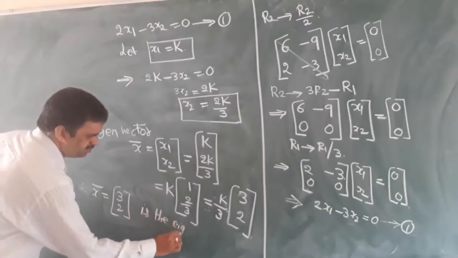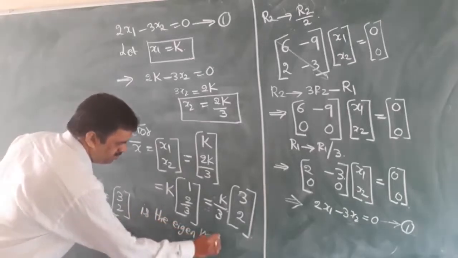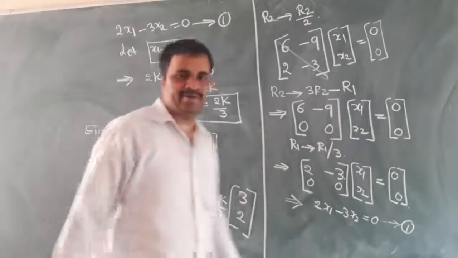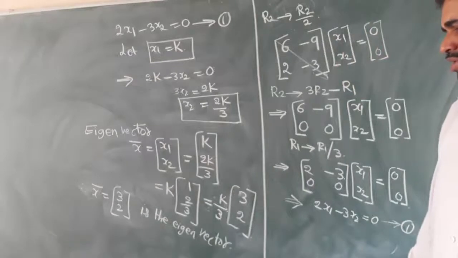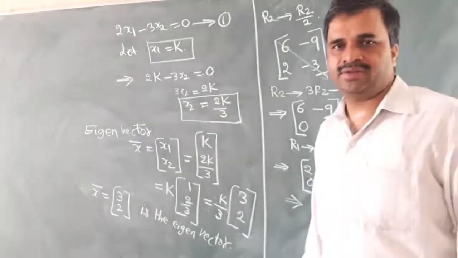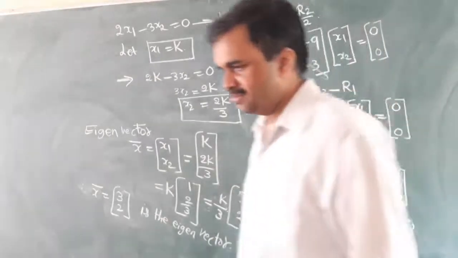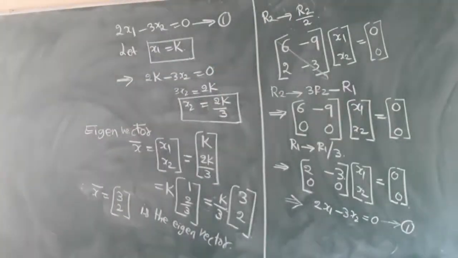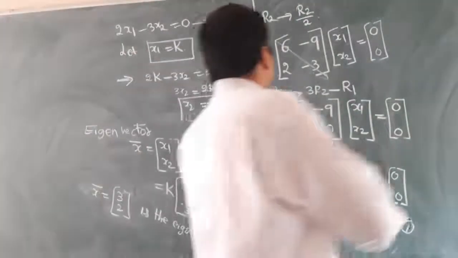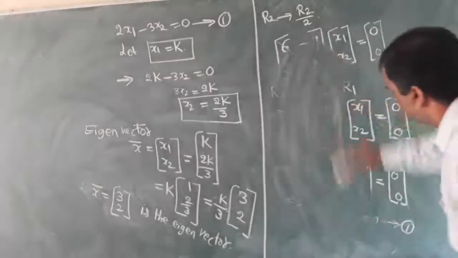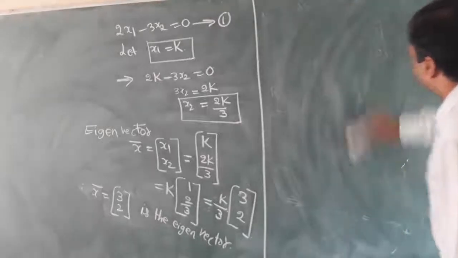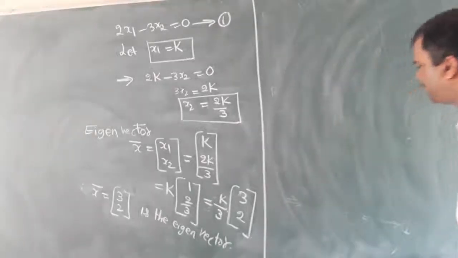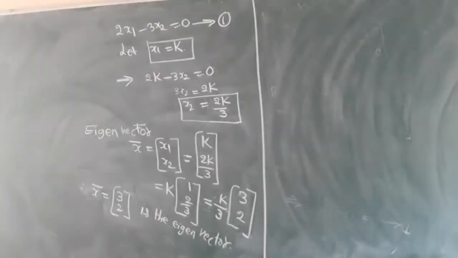Same as the previous problem. Therefore, x bar equal to 3, 2 is the eigenvector. Yes, the problem is over.